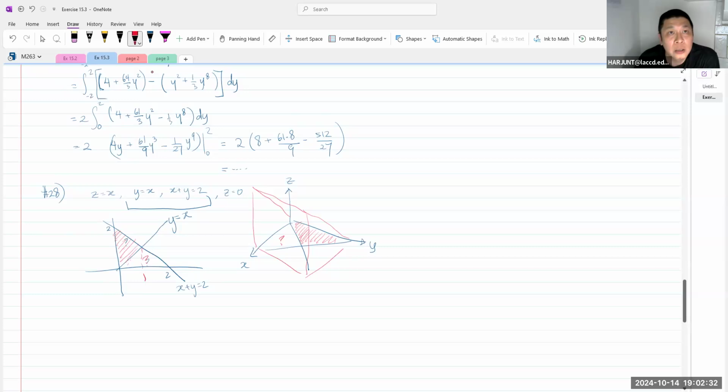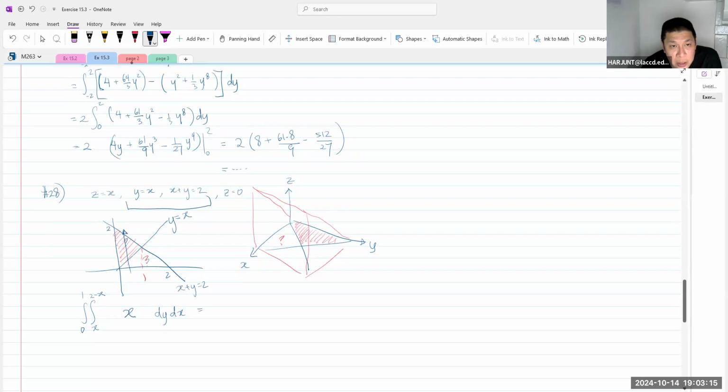They meet at 1 here. Let me just do it fast. So as for the domain, it will be a double integral from 0 to 1. The lower bound is y equals x. The upper bound will be y equals 2 minus x. And it goes to x. So the integrand is this. That's what it looks like. Yeah, that's the setup. Okay.